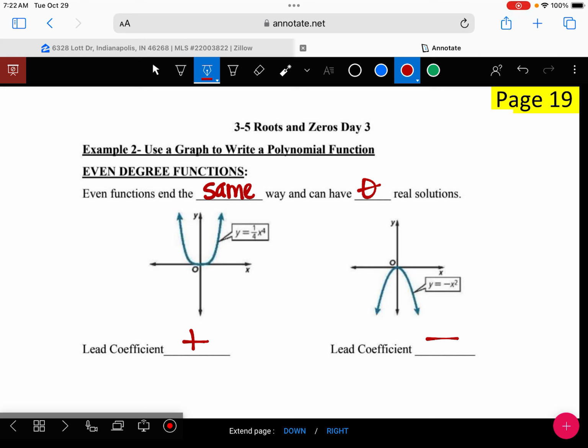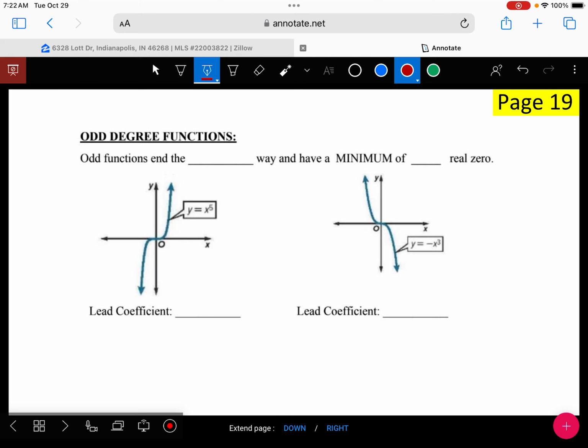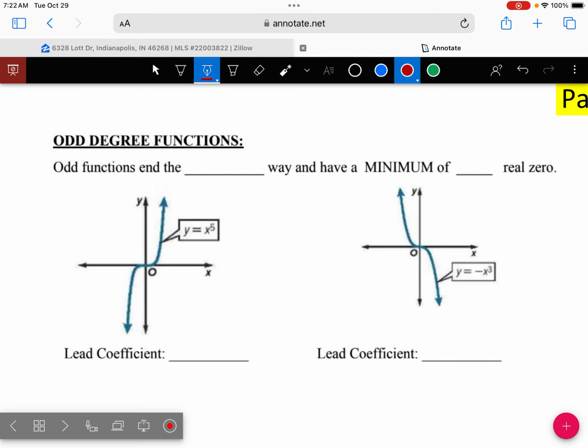Any questions about even degrees? So it is possible to have an even degree function that has no real solution. Odd degrees end in opposite directions. But you have to have at least one real solution.